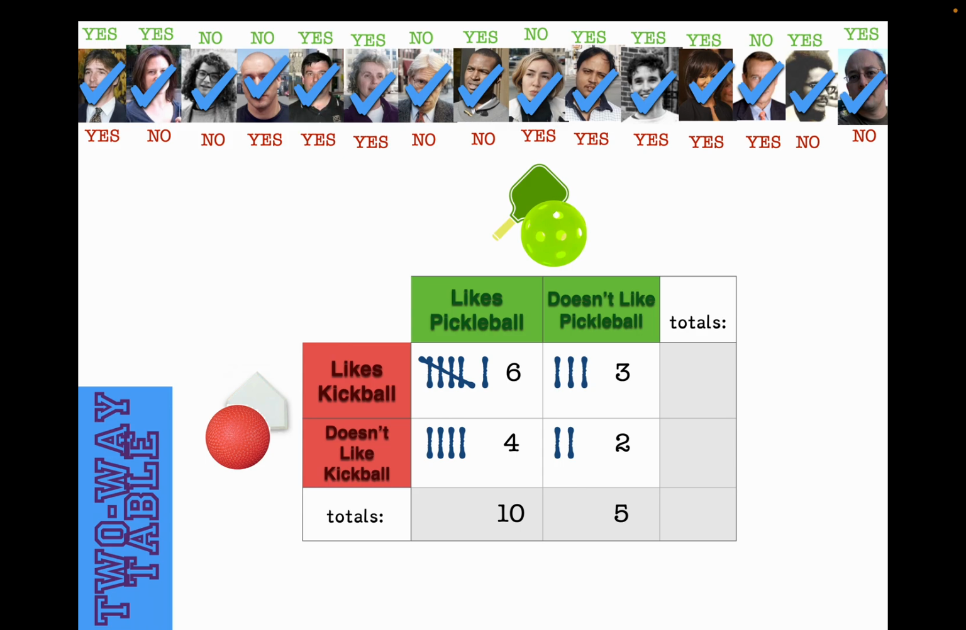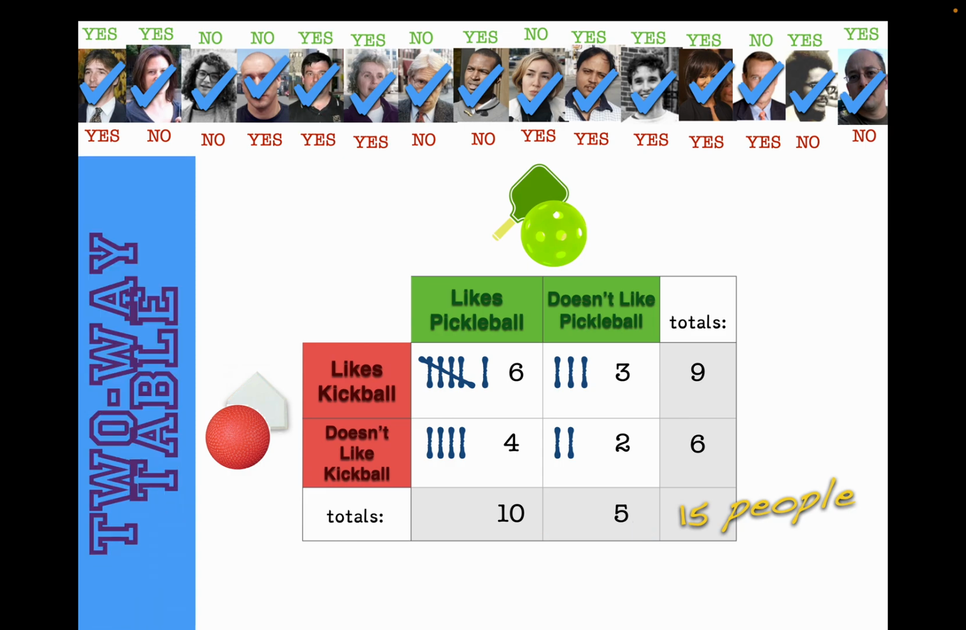How many people like kickball? 6 plus 3 is 9. And how many people don't like kickball? 4 plus 2 is 6. You really know if you did your two-way table correctly if you find the total, the grand total, this way and it works, and this way and it works. If you did it all right, it should all work. 10 plus 5 is 15, 9 plus 6 is 15. There were 15 total people, and voila, we have a two-way table.